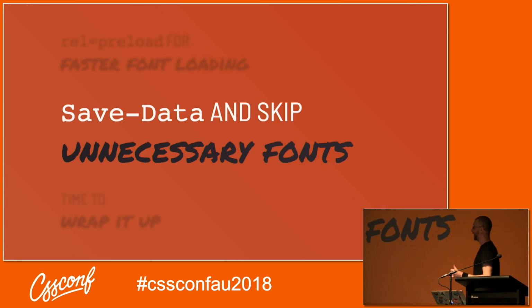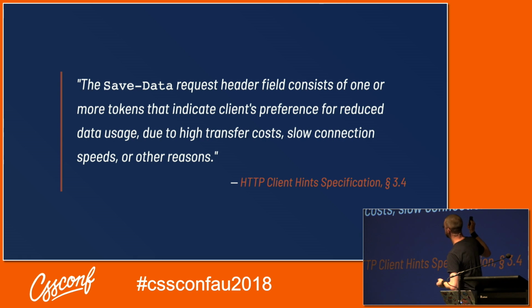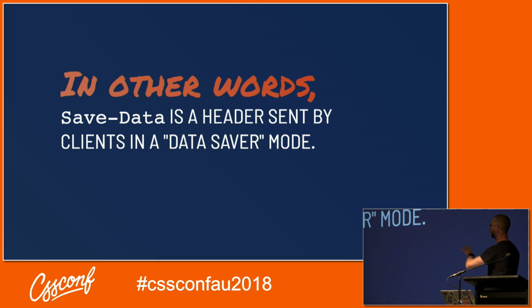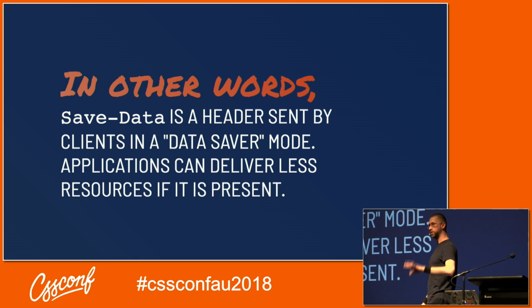Save data, which is a client hint. And you can use it to skip nice-to-have typefaces. And I'm not going to read this. That's the spec. I'm going to tell you what it says. Save data is a header sent by clients in a data saver mode. Hint, Chrome for Android. Applications can deliver less resources if it is present, if you detect that header and you modify application delivery based on that header's presence or absence.